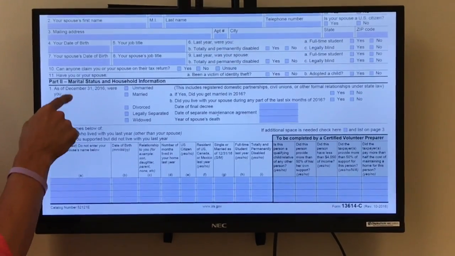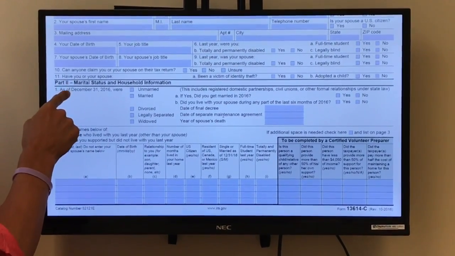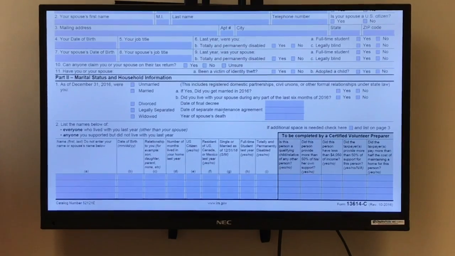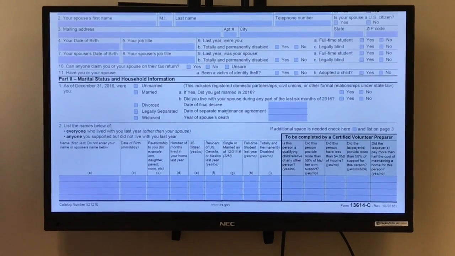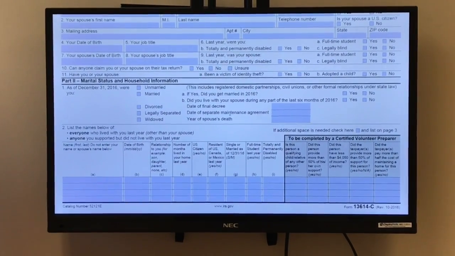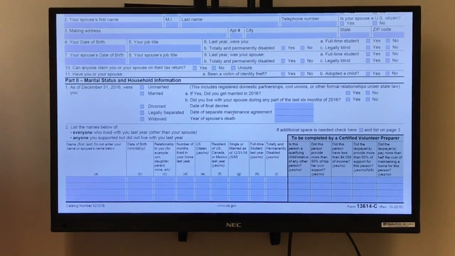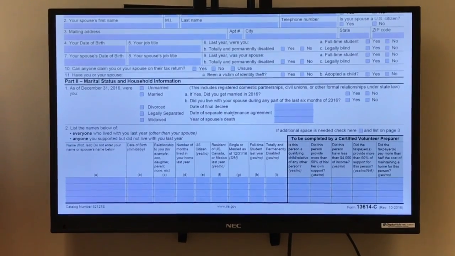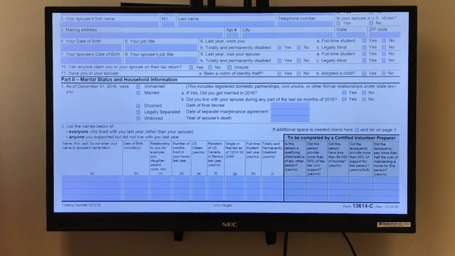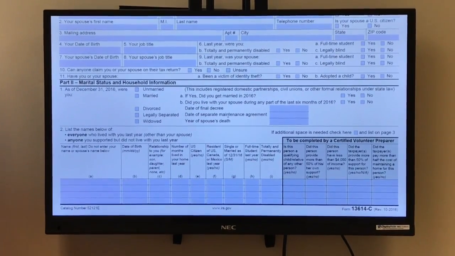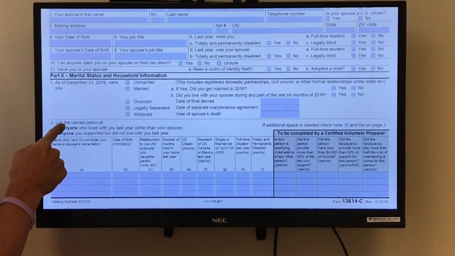Alright guys, now we're into part 2 right here, and the first part of part 2 is the marital status and household information. Here they're going to click whether they're unmarried, married, divorced, and so on. And all these different situations carry with it different tax consequences, so just make sure they understand what each one is.